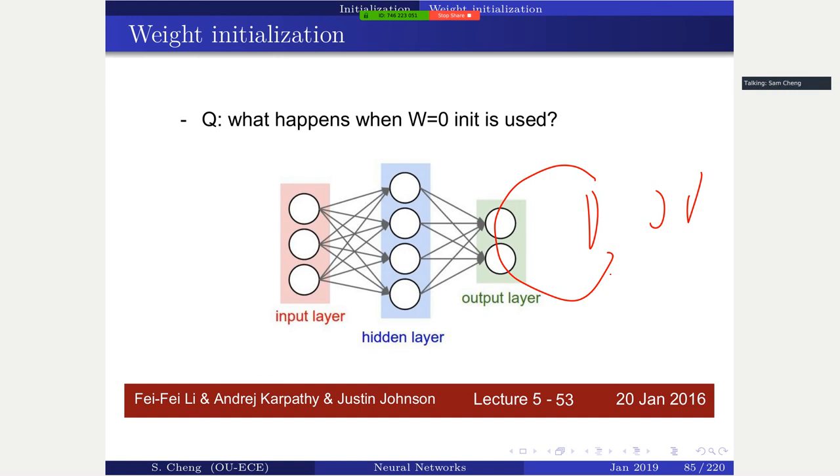And then later on, around maybe 2012, or even earlier than that, people realized that there's some other trick. For example, weight initialization. I'm not sure it's a trick. It's like people in the past didn't think carefully about weight initialization.